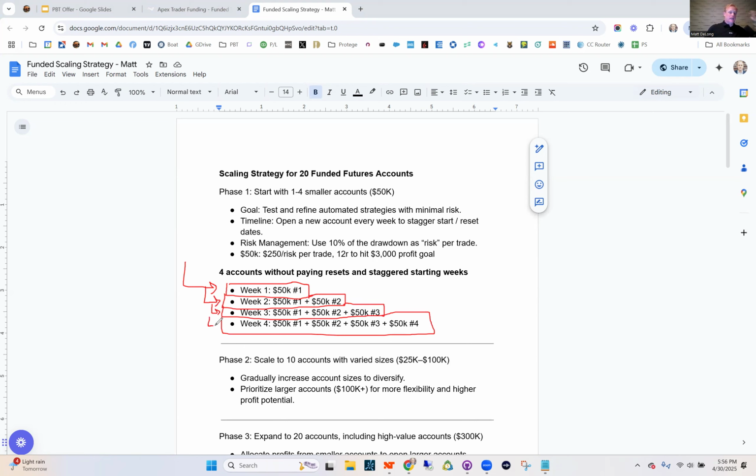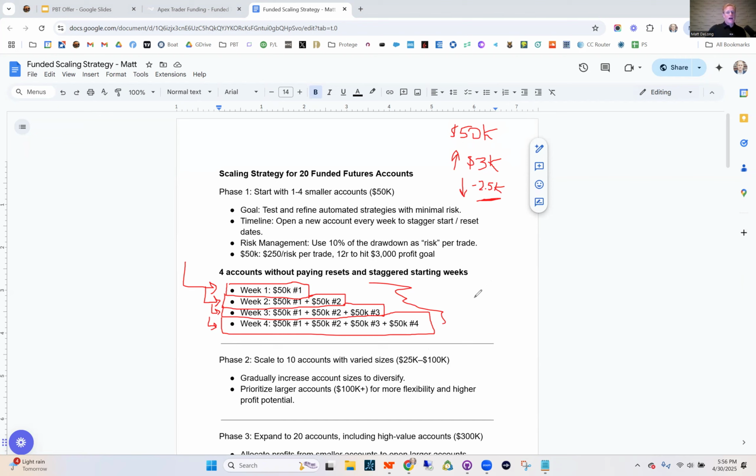Now, if by chance any one of these accounts blows up, if you hit your maximum drawdown, remember your goal for a 50K account is to grow that account $3,000 without losing $2,500, 2.5K, and your account gets funded. In the event you lose $2,500 in any of these accounts, guess what? You have 3 more accounts to continue working, right?